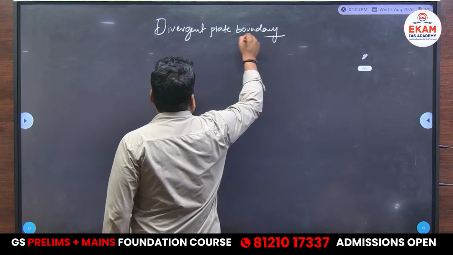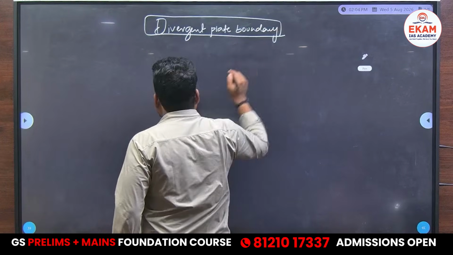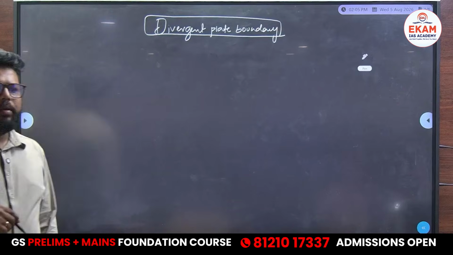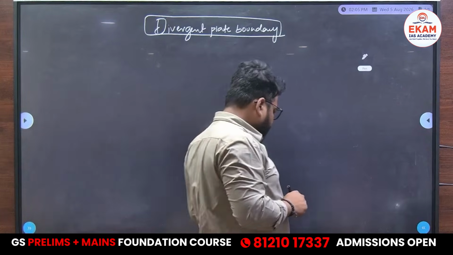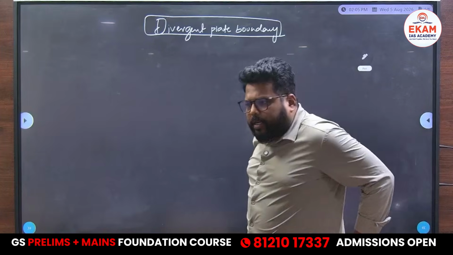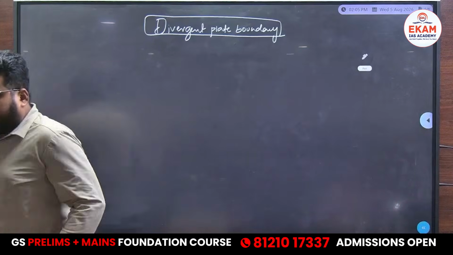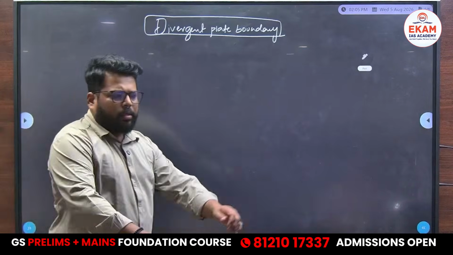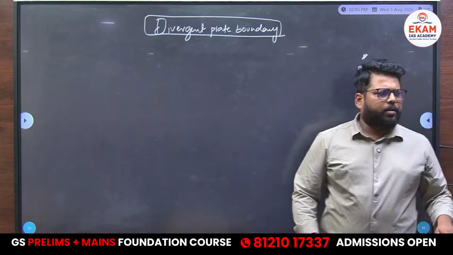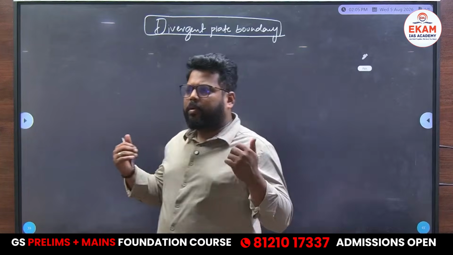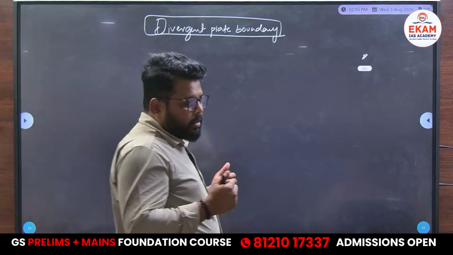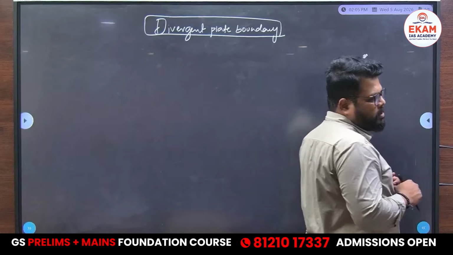What do you mean by divergent plate boundary? Convergent plate boundary: when two plates come towards each other, it is considered as convergent plate boundary. When two plates move away from each other, they are considered as divergent plate boundary. And already we have seen divergent plate boundary.